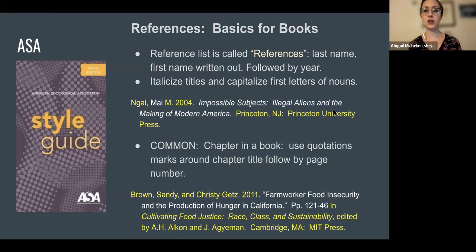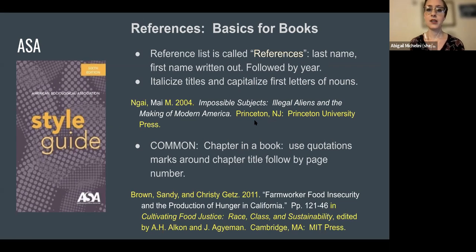The reference list is called references, just like APA. You have the last name and the first name written out, followed by the year. You're going to italicize the title, which in APA you did not, and you capitalize the first letter of all the nouns. It does look quite different here: Impossible Subjects, Illegal Aliens, and the Making of Modern America. And then they still have that location that APA got rid of.